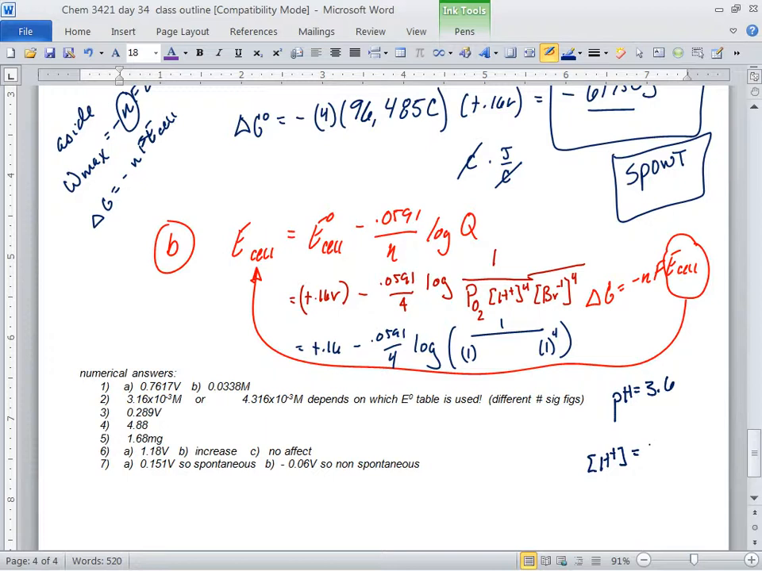How do we do it? Someone said it? Ida, what'd you say? 10 to the negative pH. 10 to the negative pH. So 10 to the negative 3.6 will be my hydrogen ion concentration.